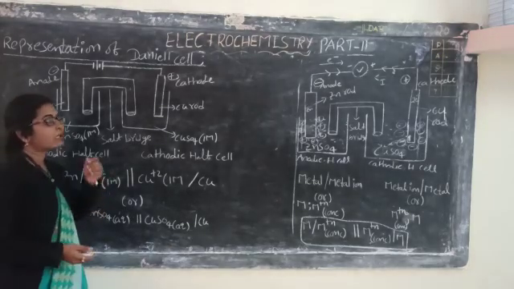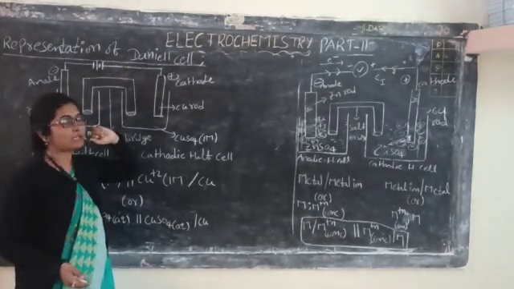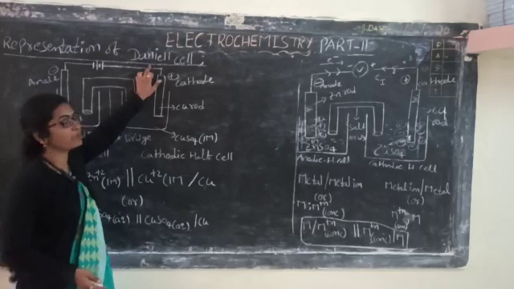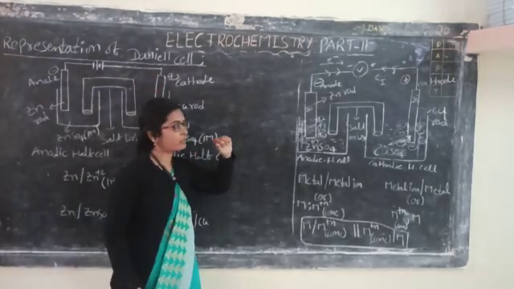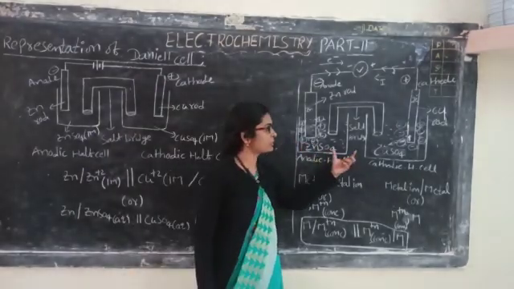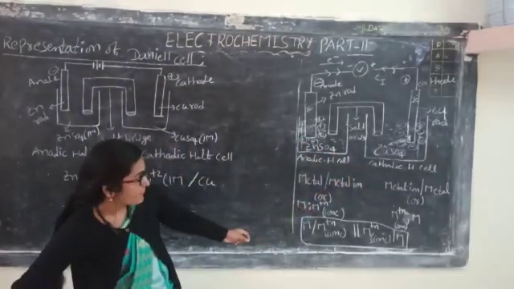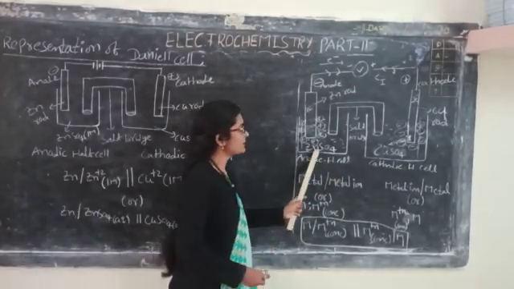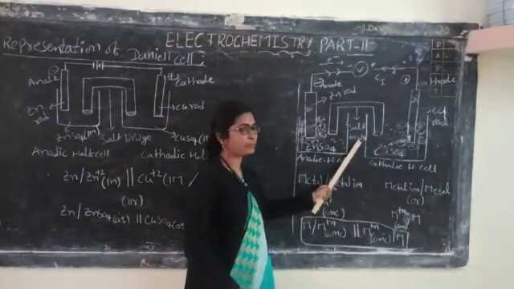Hi students, today we will discuss the representation of the Daniell cell. The Daniell cell is an example of a galvanic cell. We already know a galvanic cell is a combination of two half cells, the anodic half cell and the cathodic half cell. Both cells are connected with a salt bridge. We know about the salt bridge description.